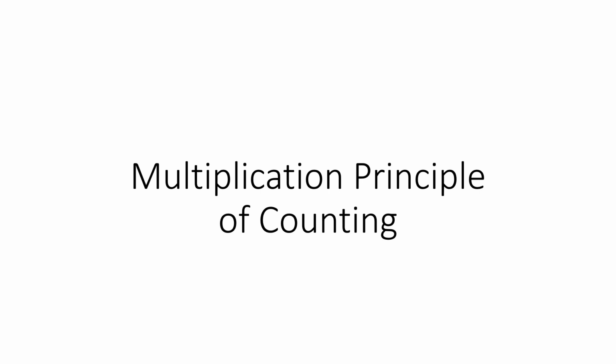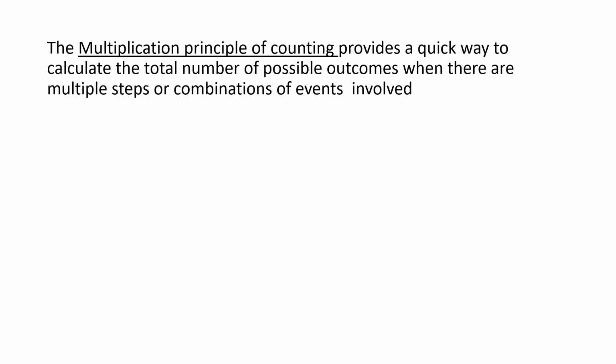So let's back up now and look at lesson 74. It's called Multiplication Principle of Counting. The multiplication principle of counting is a quick way to find the total number of possible outcomes if there's multiple steps or multiple combinations of events involved.